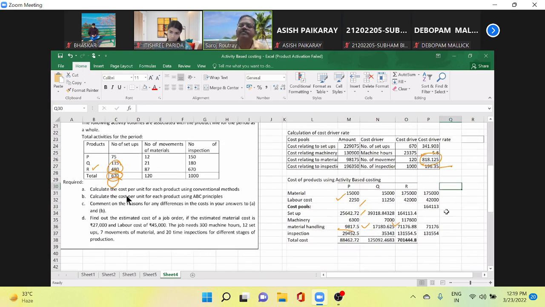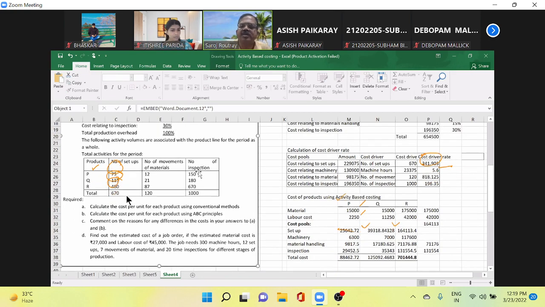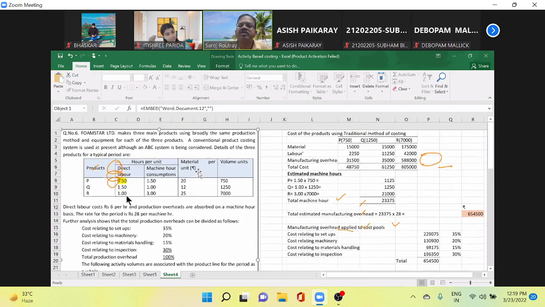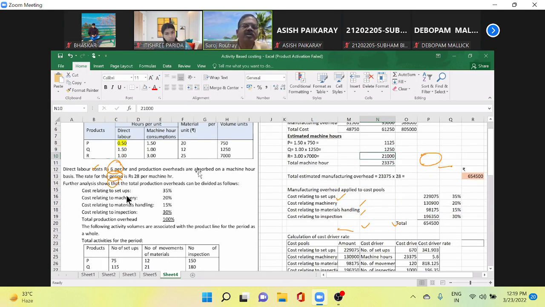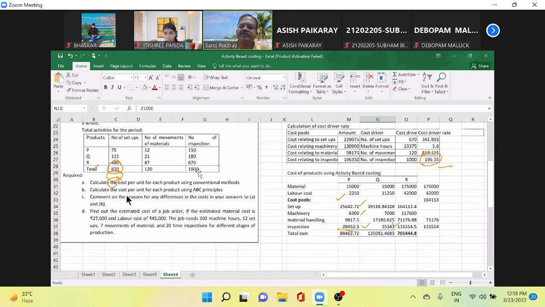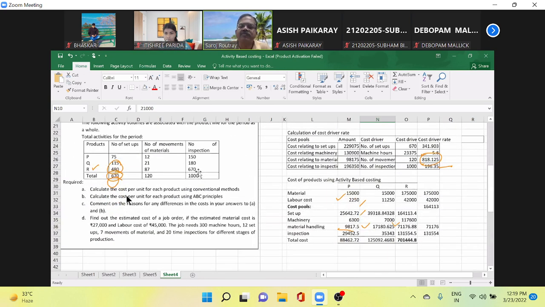7,01,444, right? So what you need to do is take material, labor, and then multiply the setups, 480 setups, then 87 material movements, 670 number of inspections. For machine hours, you have to take 21,000 machine hours multiplied by 5.6. So this you will be getting. So copy it down. Then we'll have a small discussion about the cost difference we are having, and then we'll move to the next chapter.